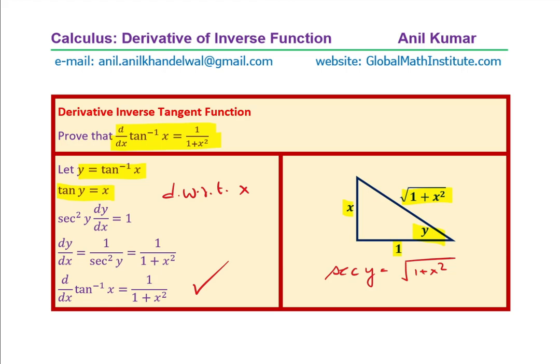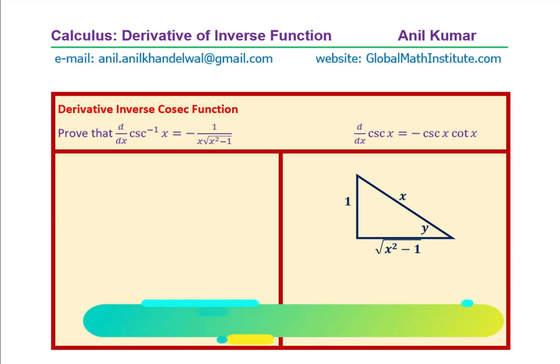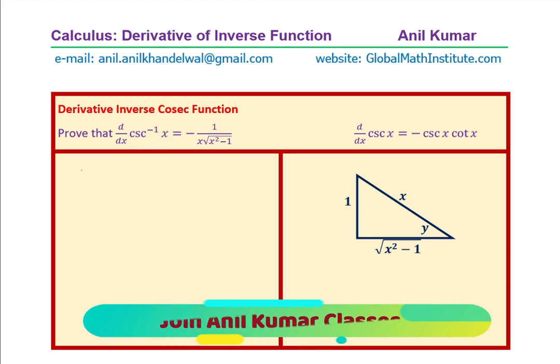Correct. Now let's move on to find the derivative of the inverse of the secondary ratios. Correct? So here, as you can see, we now want to find the derivative of cosecant inverse x. So let y equal cosecant inverse x. That means cosecant y is equal to x.